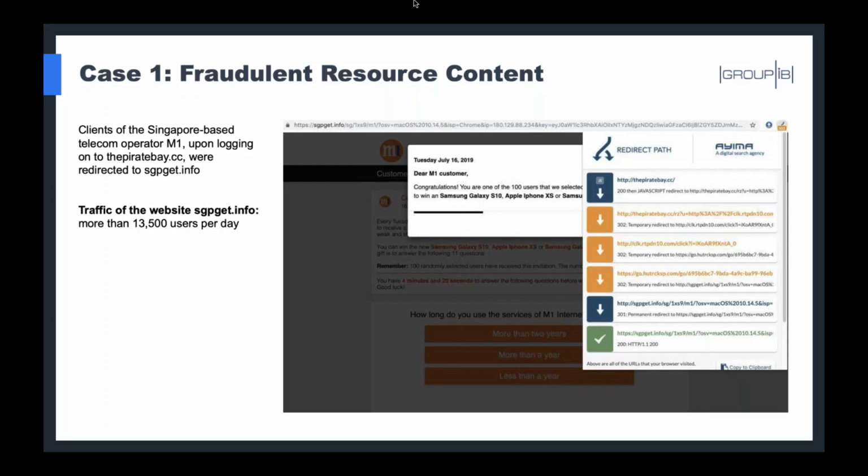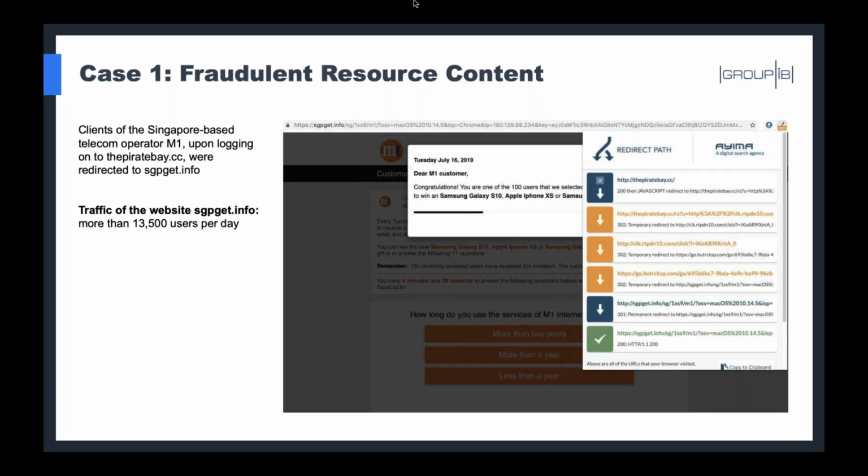And what about the real life? We had an example from our Singapore office. Our guys detected a fraudulent scheme targeted to the clients of a huge telecom operator, M1, based in Singapore. And on the screenshot, you can see the full redirect path, which happened to our analysts in Singapore.